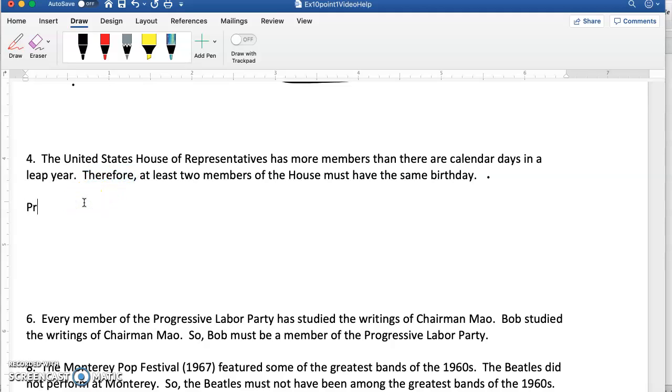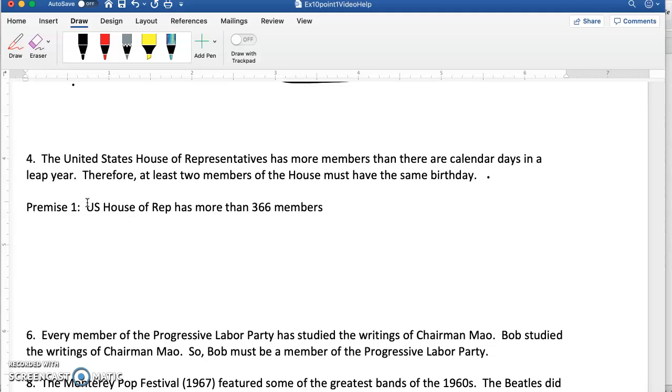So the premise is U.S. House of Representatives has more members than there are calendar days in a leap year. So it has more than 366 members. A regular year has 365 days, and a leap year has 1 extra day, so 366. And the premise is just saying there are more members of the House of Reps than that. Conclusion: at least 2 members of the House have the same birthday.